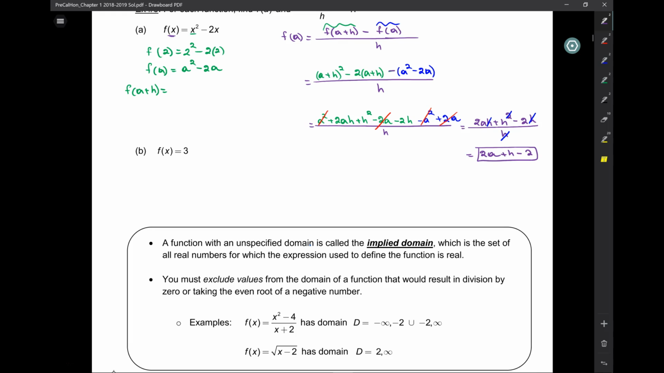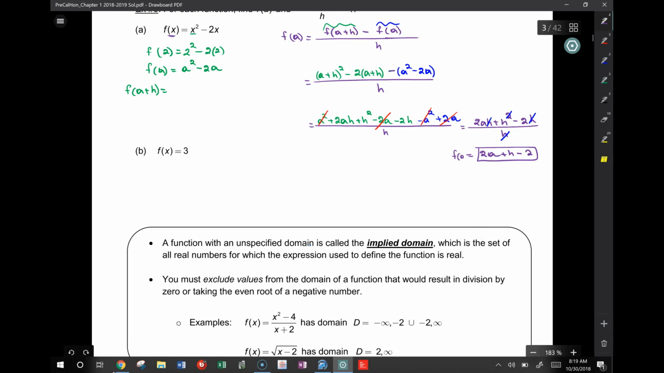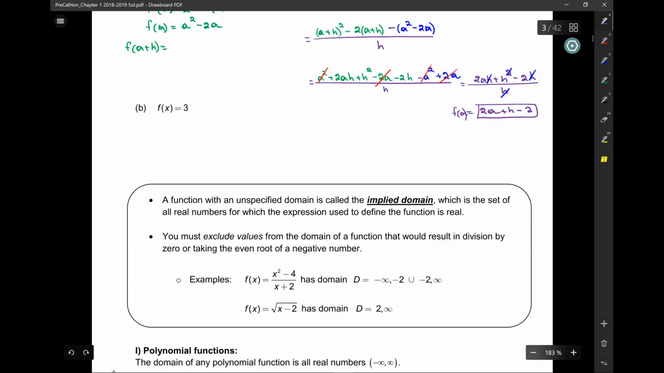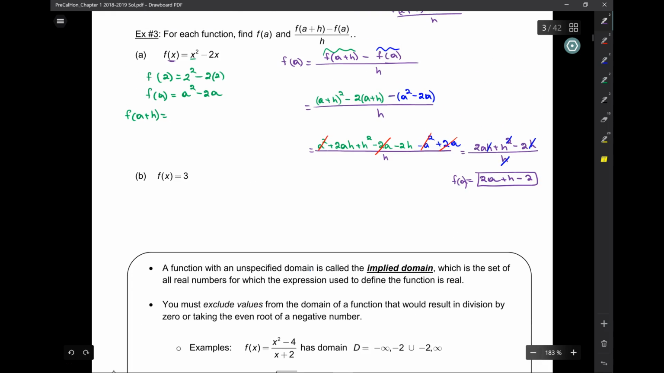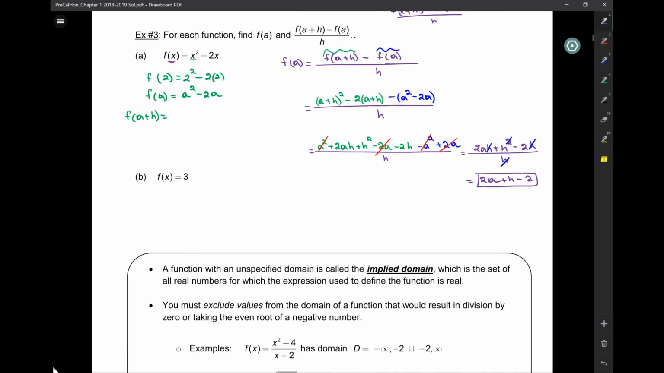That's it. I mean, f of a equals, obviously that's what f of a was. Okay, so that's it for this. So for f of x equals 3, what does that look like? What does the graph of that look like? It's a horizontal line at 3, right?